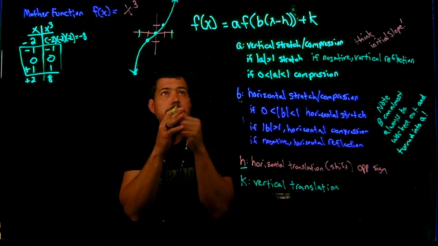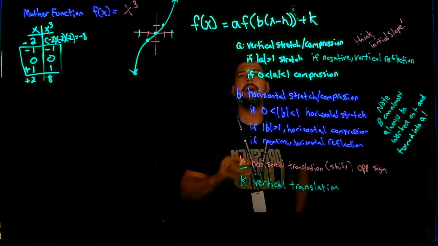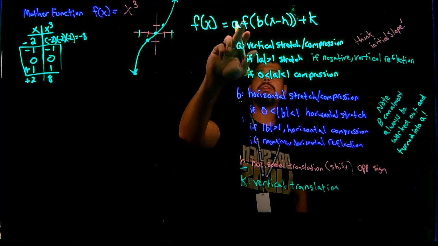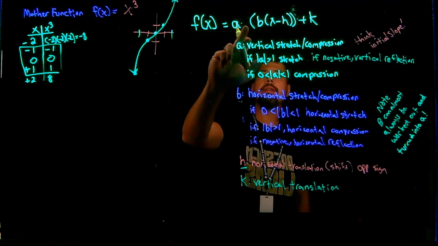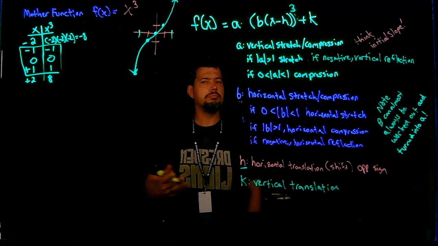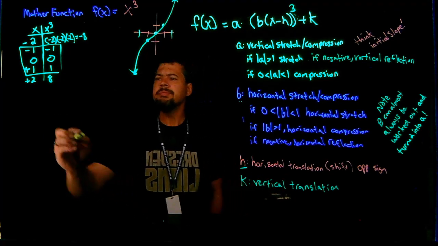Now we're going to use its transformation form. So this is a general transformation form, a times f of b times x minus h, plus k. Now when we talk about the mother function x cubed, well, that's f. All right, so let's make something up and graph it and kind of see how it works.